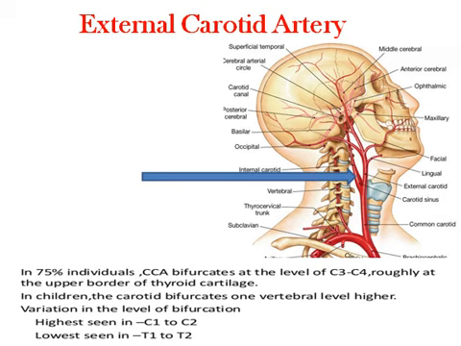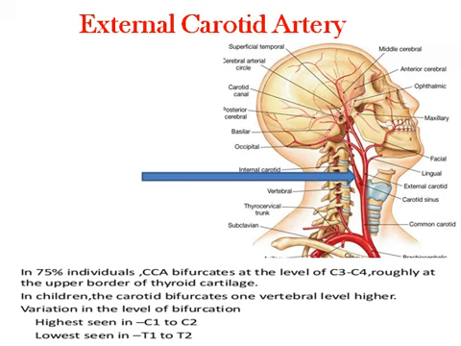There is some variation in the level of bifurcation of the carotid artery. In children, it bifurcates one vertebral level higher as compared to adults. The highest level at which bifurcation is seen is at C1 and C2, and the lowest level is at T1 to T2.